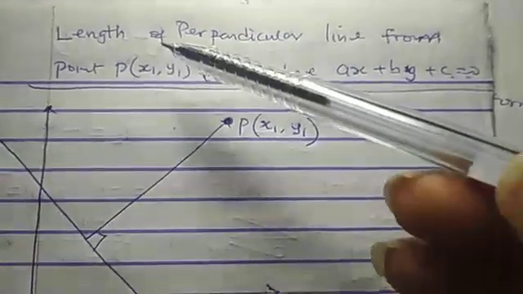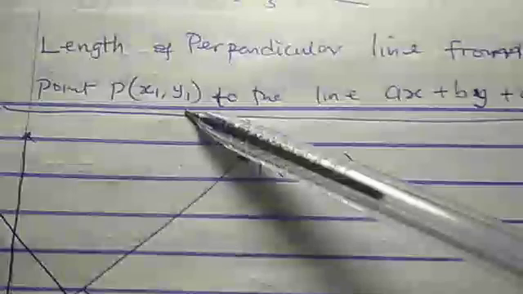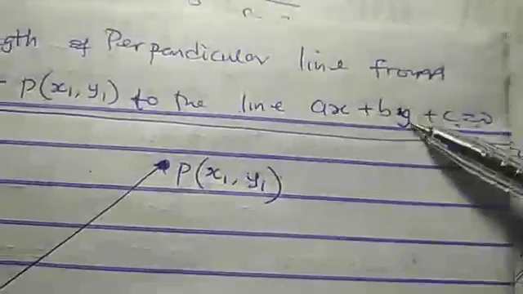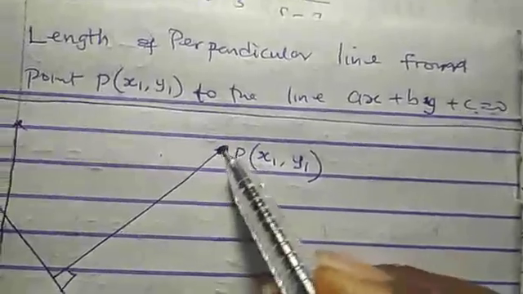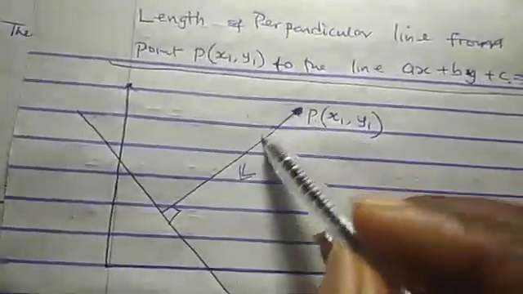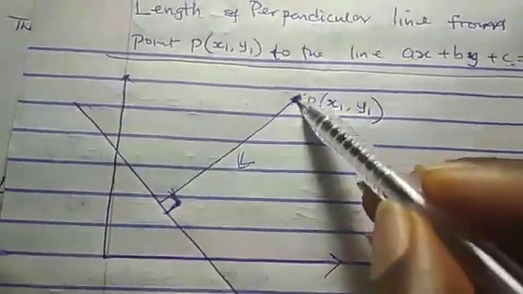Another important topic on equation of a line: length of perpendicular line from certain point P, x1, y1 to another certain line. What we are saying is this: let's say we have point P here. This is a line ax plus by. Can we find this length here? The length of this line, which is perpendicular. This line is perpendicular to this one. That is why we put right angle sign here. Can we find the length from certain point x1, y1?